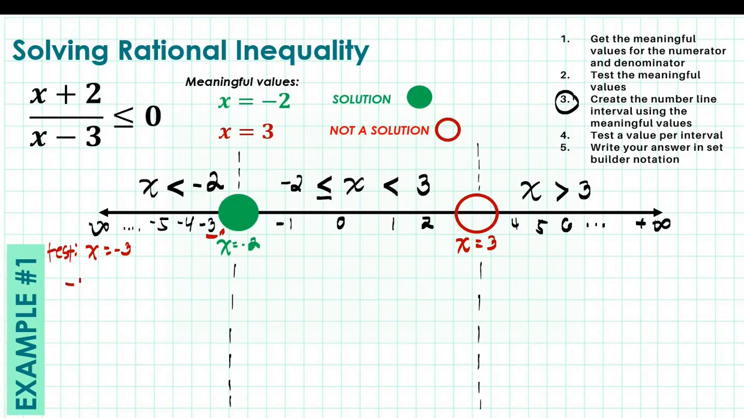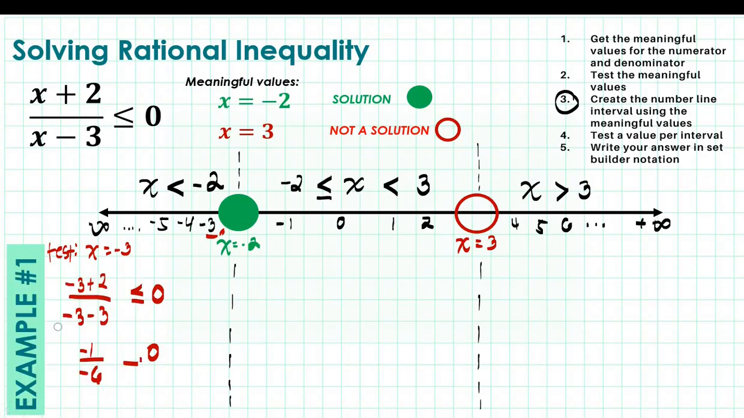Substituting the value, we have -3 plus 2 all over -3 minus 3. Is it less than or equal to 0? Okay, so simplifying further, the numerator will be -1 all over -3 minus 3 is -6, which will be less than or equal to 0. Again, let me rewrite that.